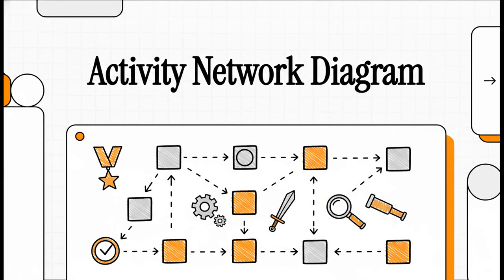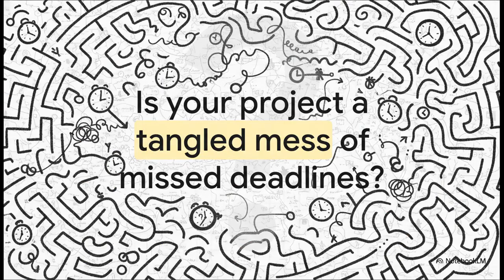All right, let's get right into it. Today, we're pulling back the curtain on a super powerful framework, one that top consultants use to bring order to even the most chaotic projects. It's called the Activity Network Diagram, and trust me, it's going to be your new secret weapon for getting things done with total clarity. You know that feeling, right? That sinking sensation in your stomach when a project just starts to spiral out of control?